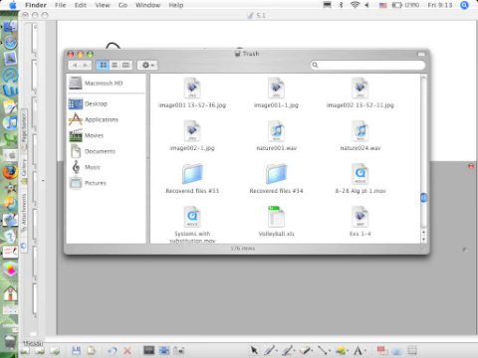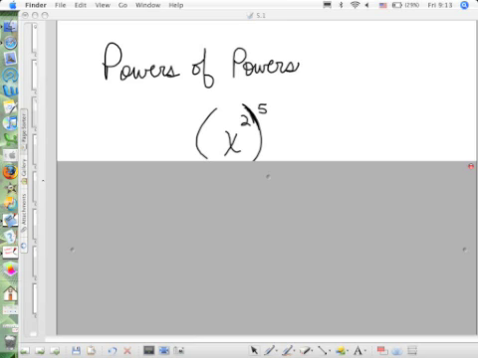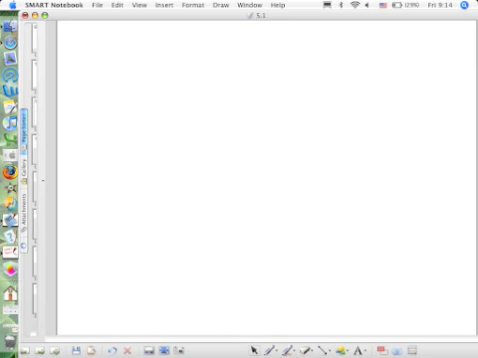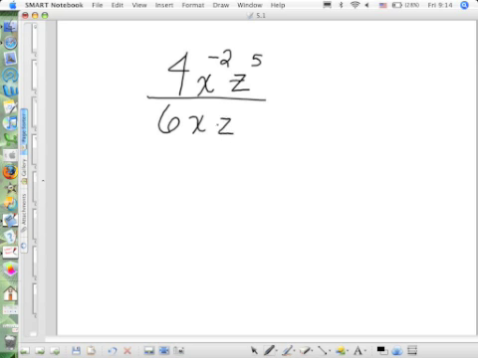Why were there coefficients in it before? Why were what? Oh, because last class I pointed out that if you have coefficients, you just divide them like you normally would. Okay? So let's do another example, and let's include coefficients. Say we have 4x to the negative 2 z to the fifth divided by 6x z to the negative 2. And you're asked to simplify this expression.